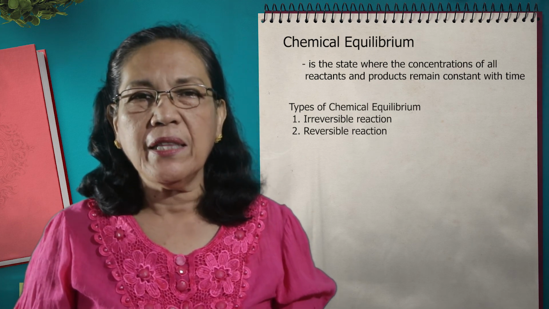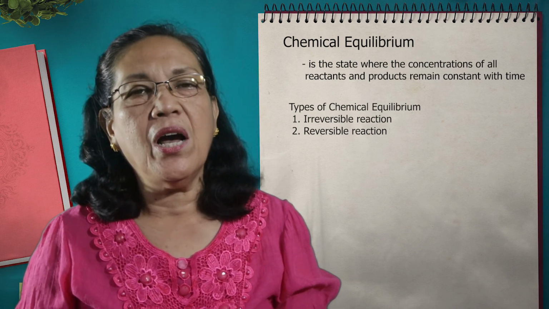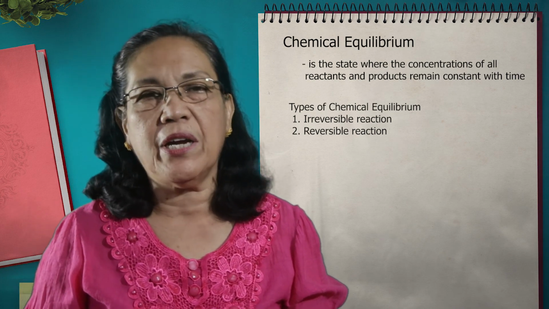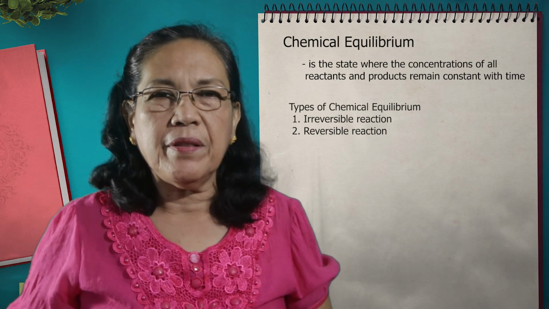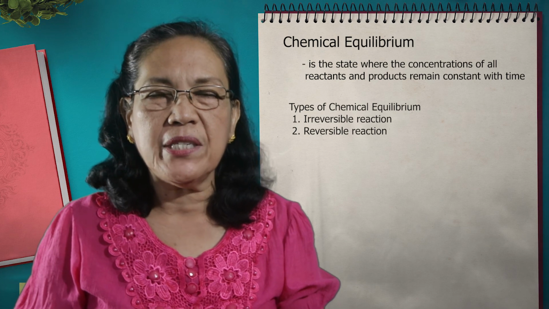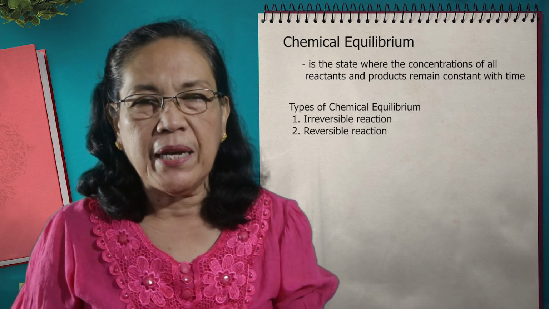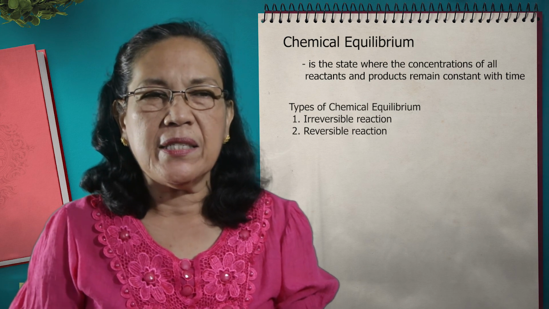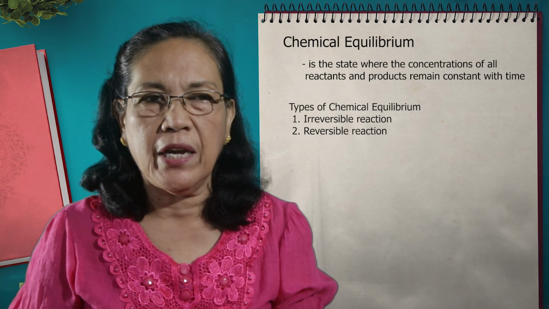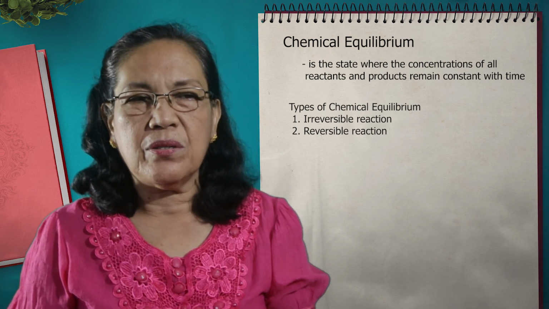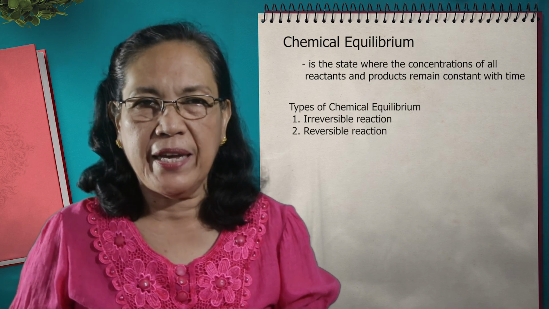Meaning, the arrow pointing towards the left is the forward reaction, while the arrow pointing to the right is the backward reaction. So this pattern, A plus B double arrow C plus D, is a system in the state of equilibrium. So what are some real examples of this?